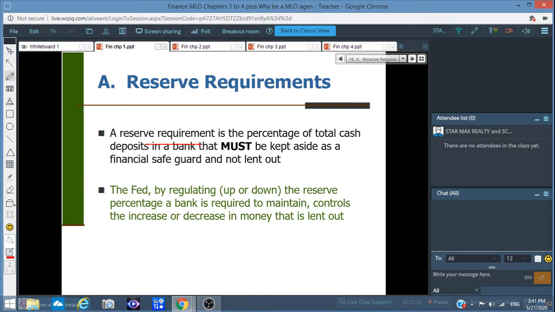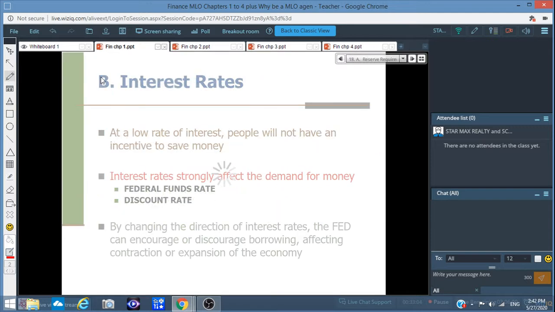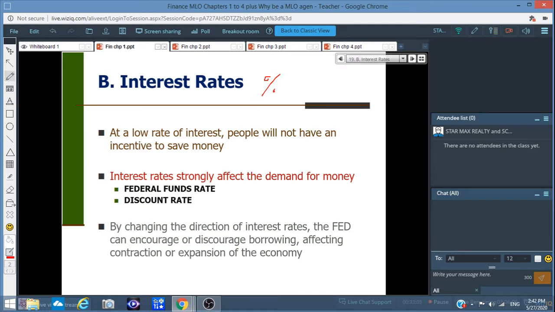OK, so the reserve requirement is a percentage of total cash and must be kept aside as a financial safeguard and not lent out. OK, so 它有个底线,right? 银行有100块,right? 他可能借80块出去,他留了20块,OK. They have 100 bucks, reserve is 20 bucks, then they can lend out 80 bucks, OK. So by regulating up or down the reserve, right, they control increase or decrease the money that is lent out, OK. 这样子来控制这个流动的钱,OK.